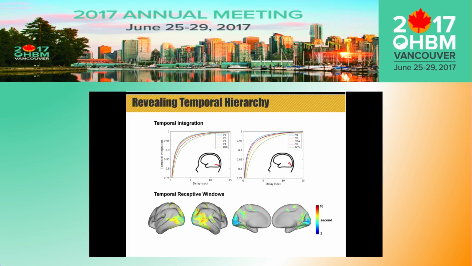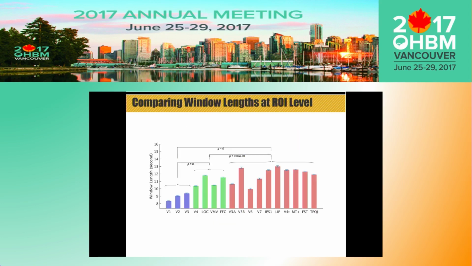Indeed, the temporal receptive window at the voxel level shows that the window length is shortest at the foveal early visual areas, getting longer toward the periphery, and even longer downstream in the higher order visual areas. Here, we summarized the average window length at various ROIs. It is shown that the early visual area, shown as the blue bars, has the shortest window length on average, followed by the ventral area, shown as the green bars. Yet, the dorsal area, shown as the red bars, has the longest window length on average.